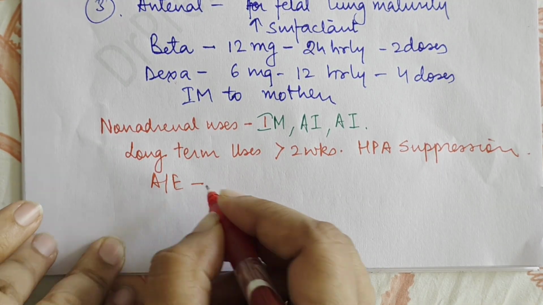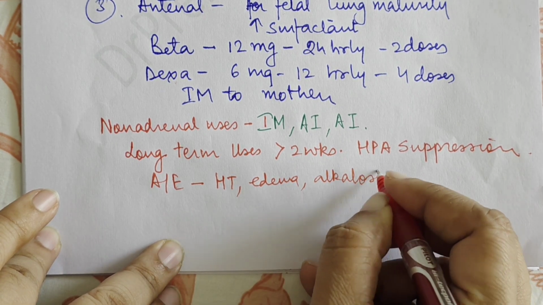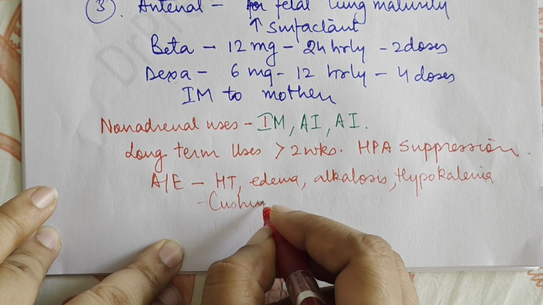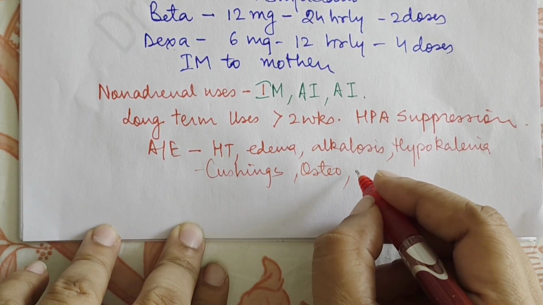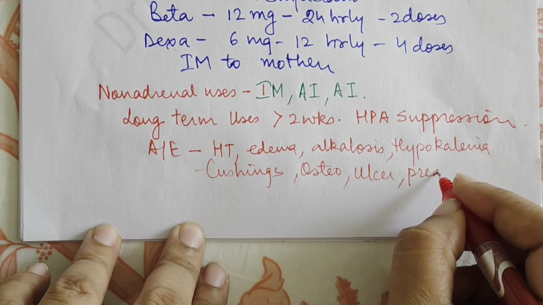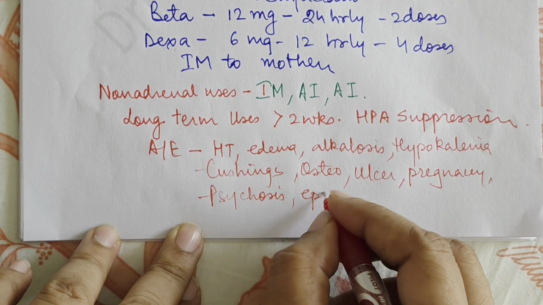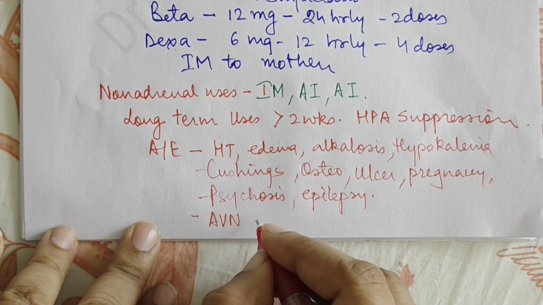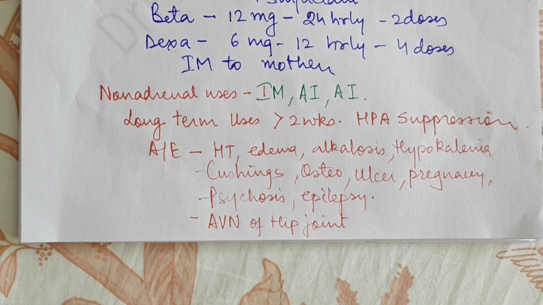And what are the adverse effects of these drugs? They cause hypertension, edema, then alkalosis, then hypokalemia, right? Cushing's habitus. Osteoporosis is an adverse effect. Ulcers, peptic ulcers, not to be given in pregnancy, not to be given in psychosis patients and epileptic patients because it lowers the seizure threshold. Then avascular necrosis of the hip joint, it causes, right? So these are some of the side effects of steroids.